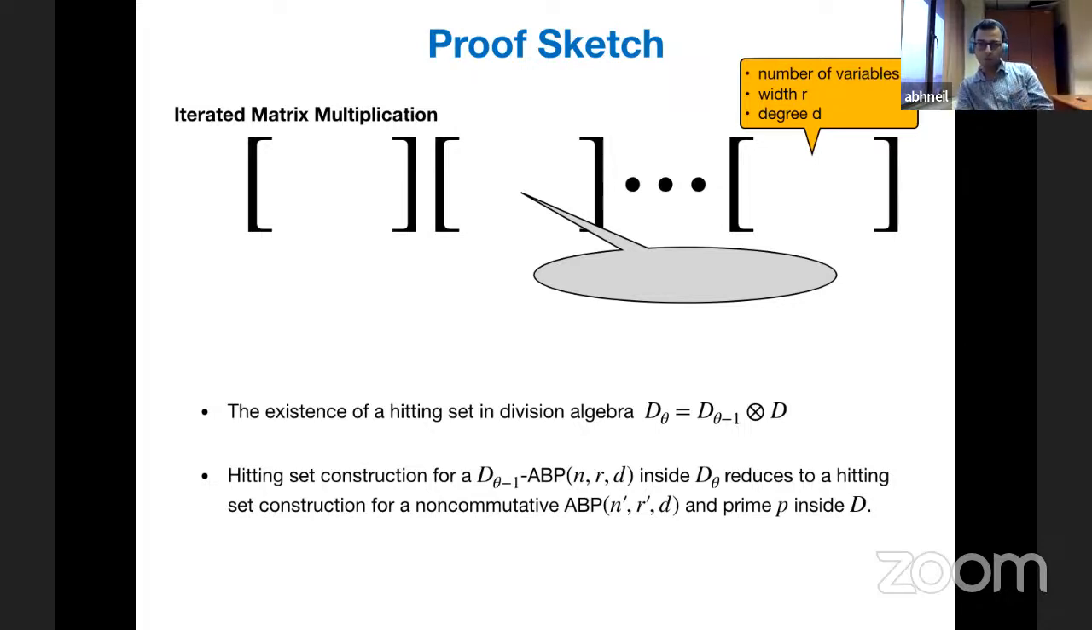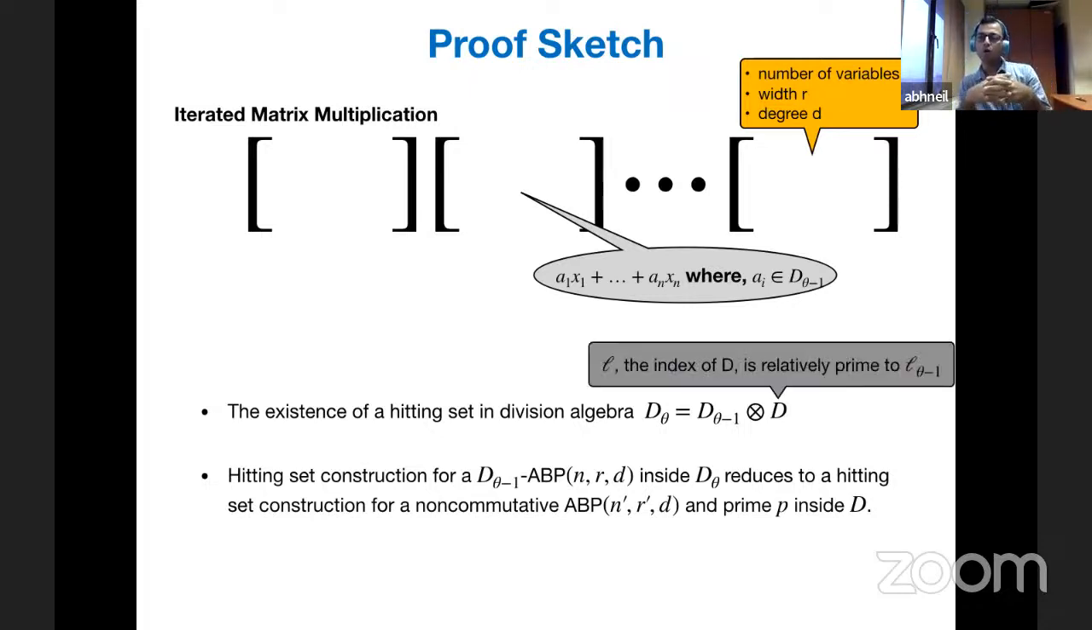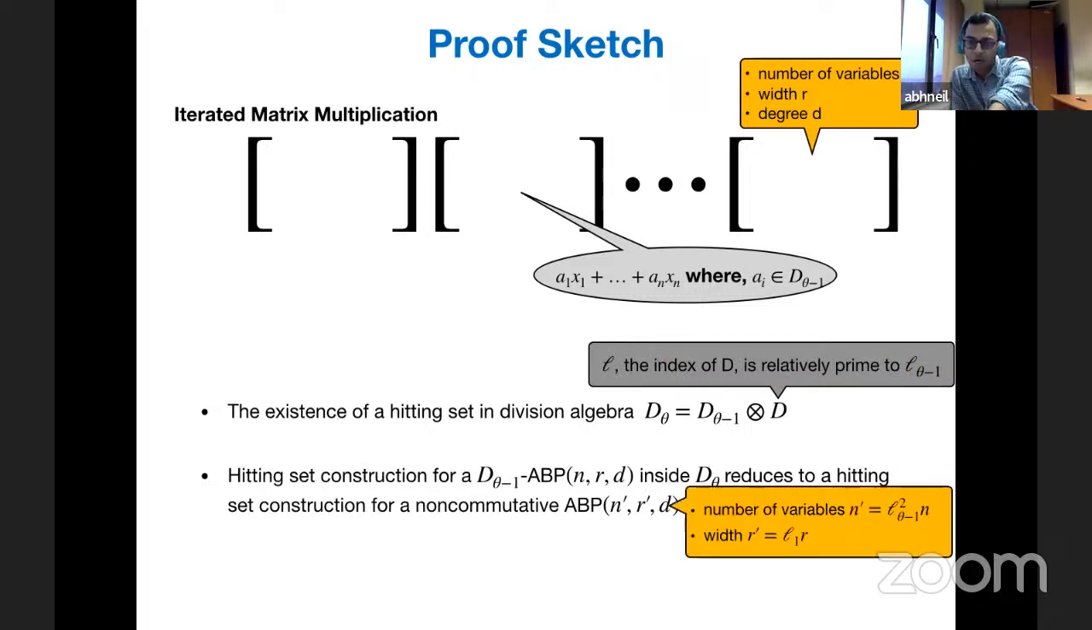So what we show now is that hitting set construction for D theta minus 1 ABP, for these variables inside this D theta, reduces to hitting set construction of non-commutative ABP, where we increase the number of variables by L theta minus 1 squared, and also we increase the width by L theta minus 1. Sorry, there is a typo, it's not L1, it's L theta minus 1.